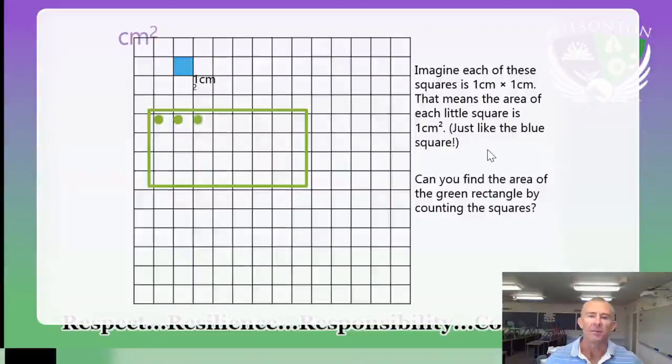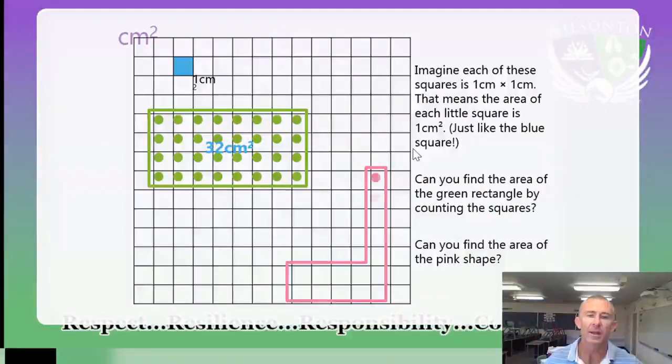Can you find the area of the green rectangle by counting the squares? So as you can see there now, it's counting up all the squares inside that area. So they're all 1 centimetre squares. And then the answer will be 32 squared centimetres. So that means there's actually 32 of those 1 centimetre squares that can fit inside that shape. Got another one here, another shape.